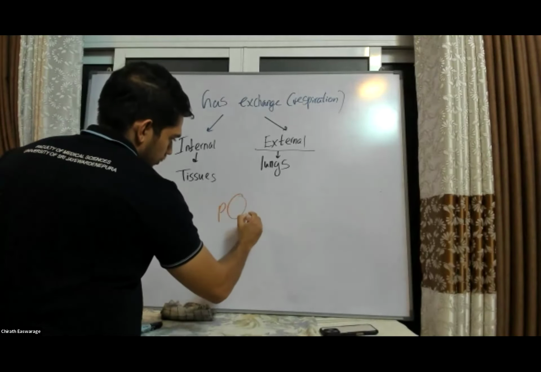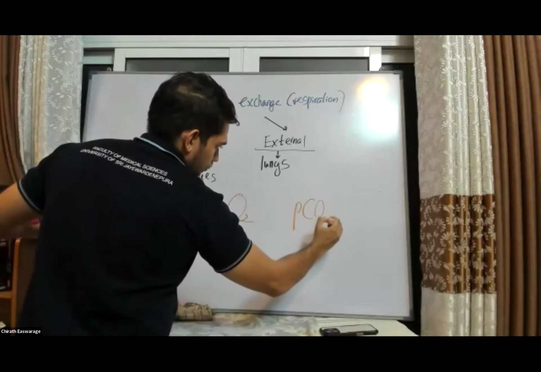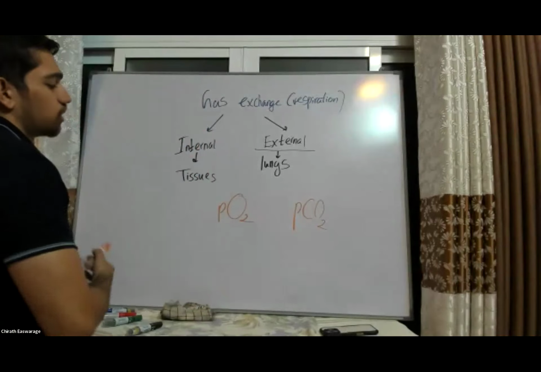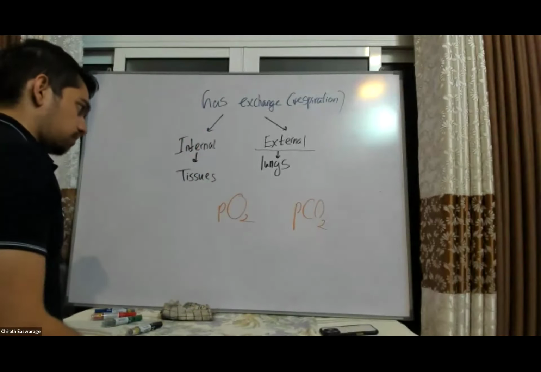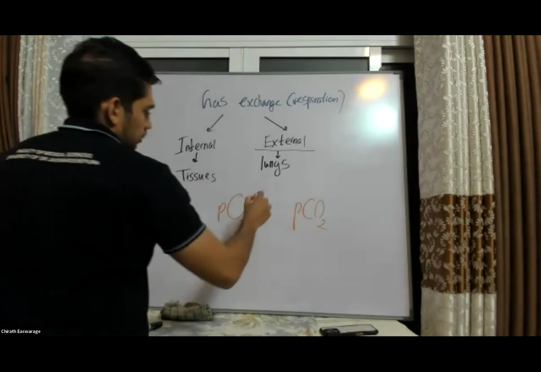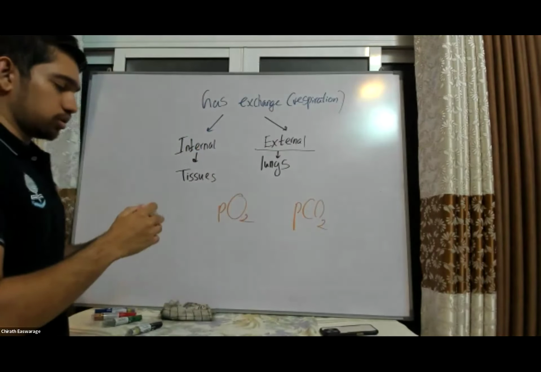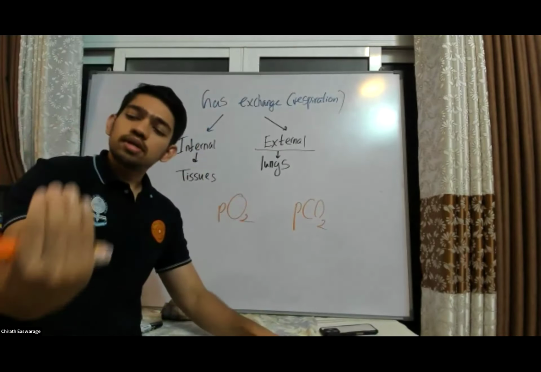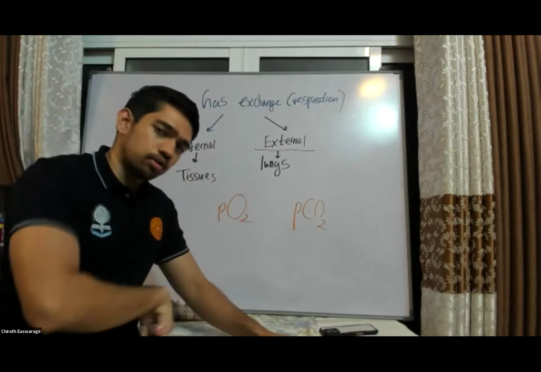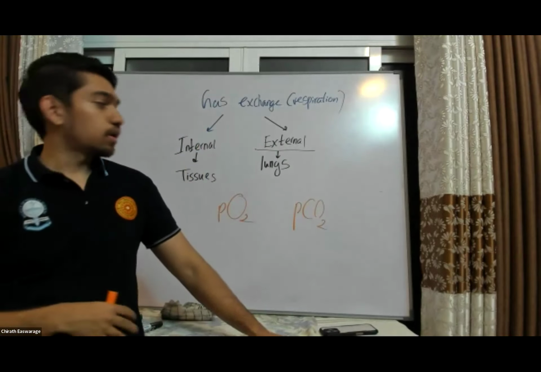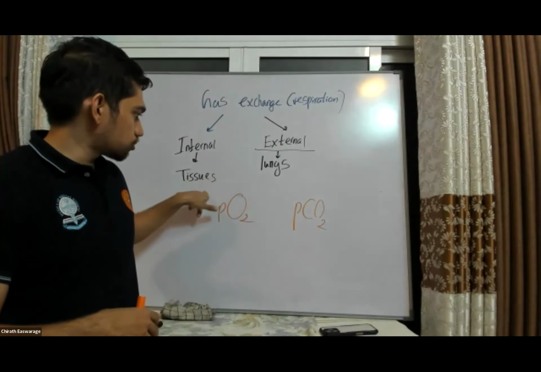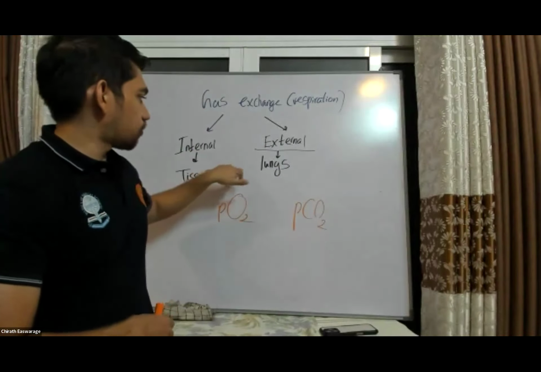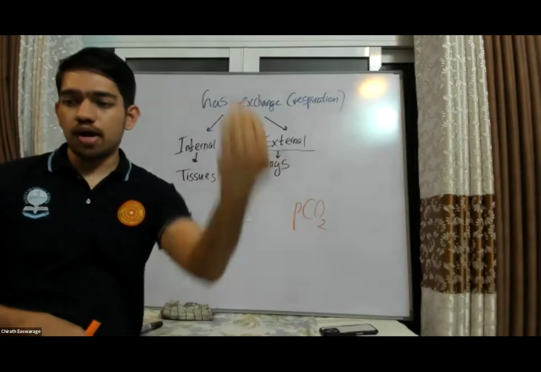Partial pressure of oxygen, partial pressure of CO2. These are the two things that are going to determine which way these gases are going to travel. In your lungs, in the alveoli, the oxygen concentration is high, and in the blood, the oxygen concentration is low. So in the lungs, oxygen is going to come into your blood. When it comes to tissues, in the tissues, the oxygen concentration is low, but in the blood, oxygen concentration is high. So from the blood to the tissues, oxygen is going to come out.